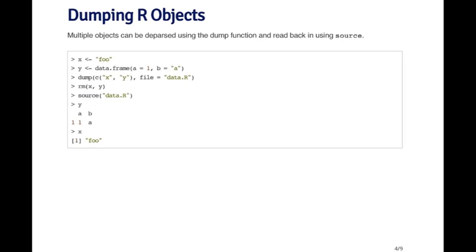The dump function is a lot like dput. However, the difference is that dput can only be used on a single R object, whereas dump can be used on multiple R objects. What you pass to dump is a character vector which contains the names of the objects. So here I've created two objects, one called x, the other called y. And what I pass to dump are the names of those objects. So the names are x and y, and I give it a file that I want to store the objects in, and then I can remove them if I want to. To read those objects back into R, I can call the source function on that file, and you'll see that the y object and the x object have been reconstructed.